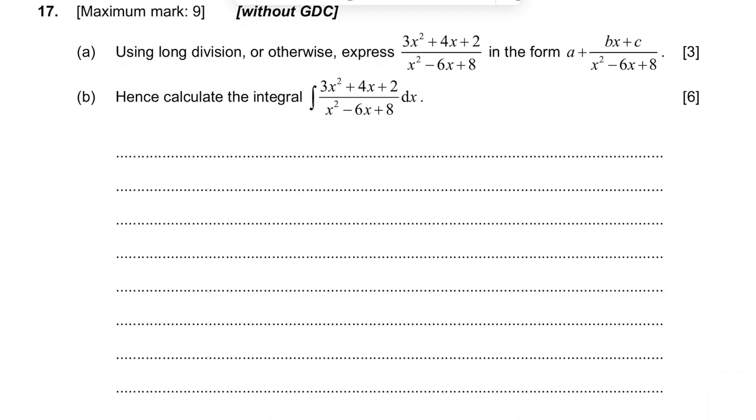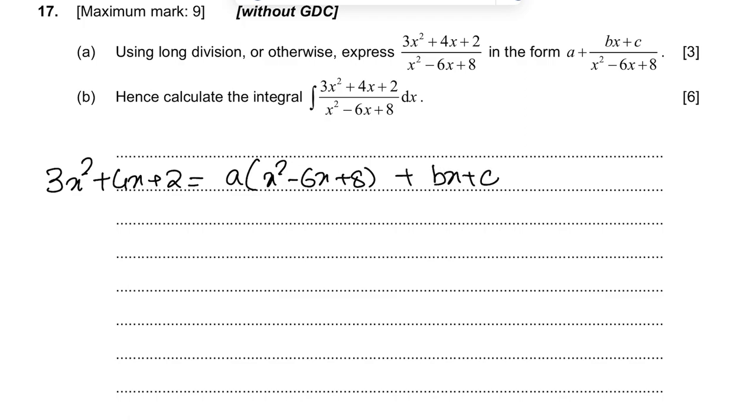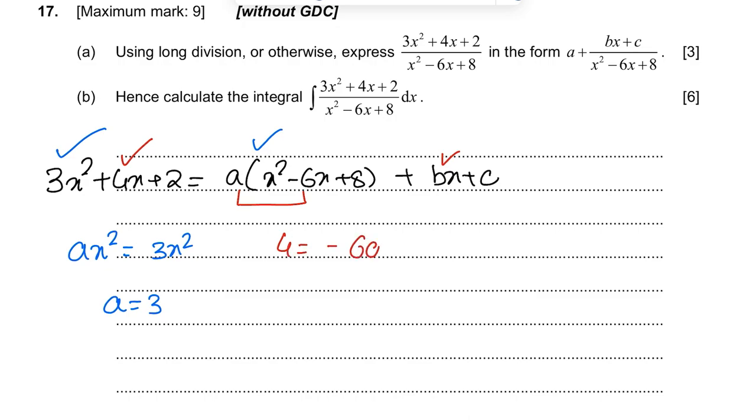Question number 17. By doing the cross multiplication, I get 3x square plus 4x plus 2 equals A times (x square minus 6x plus 8) plus (Bx plus C). Now comparing x square, 3x square equal to Ax square, so A equals 3. Then comparing the x terms, 4 equals negative 6A plus B, so 4 equals negative 12 plus B.